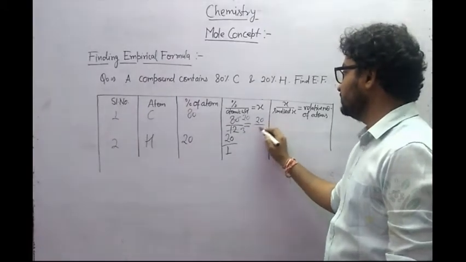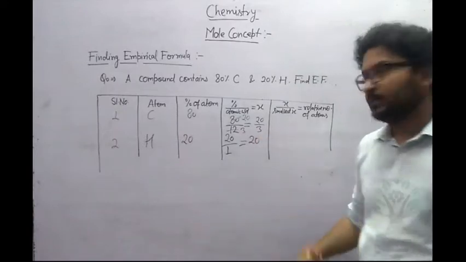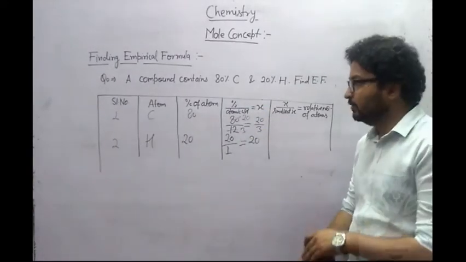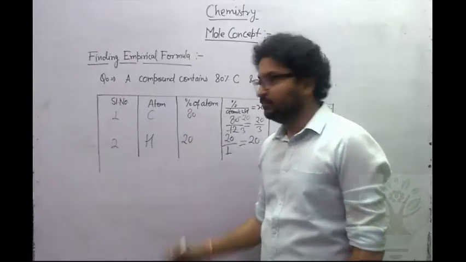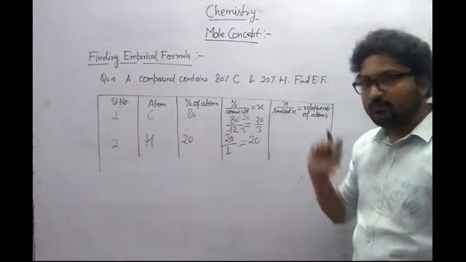It is coming as 20 by 3. Okay. And here it is coming as 20. Up to here, any doubt? Okay, very good. Again, firstly you write atom, a percentage of atom. Percentage of atom divided by atomic weight. So it will give you X.